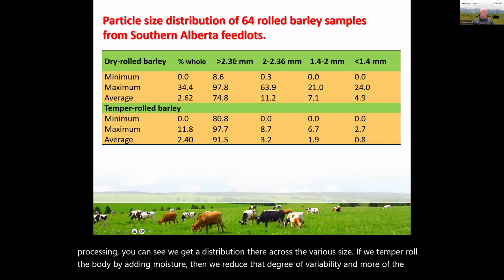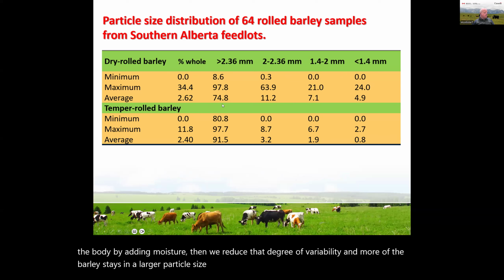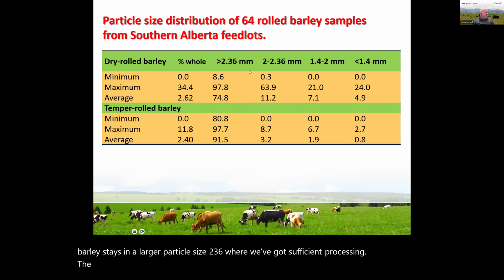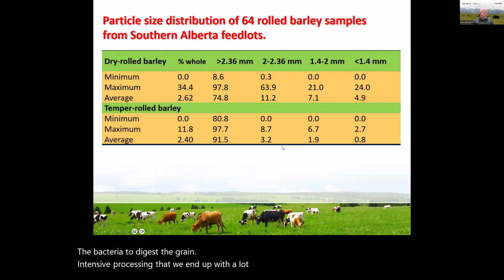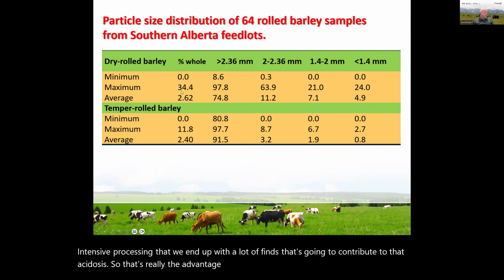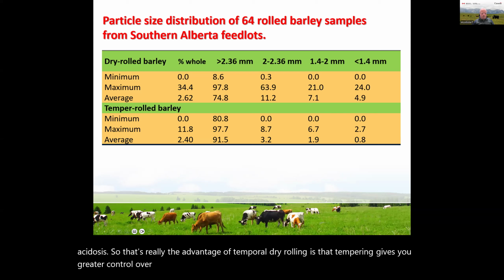stays in a larger particle size, 2.36, where we've got sufficient processing for the bacteria to digest the grain, but not too intensive of processing that we end up with a lot of fines that's going to contribute to that acidosis. So that's really the advantage of temper rolling over dry rolling, is that tempering gives you greater control over maintaining that particle size within a proper distribution.